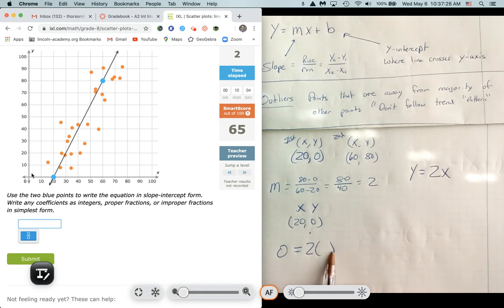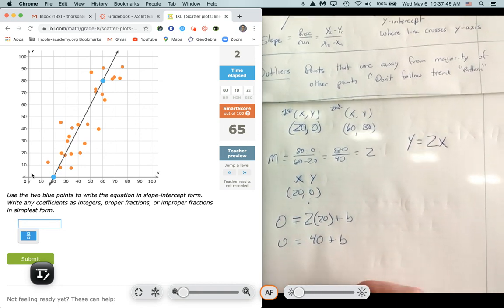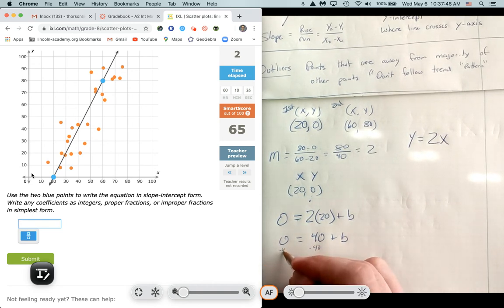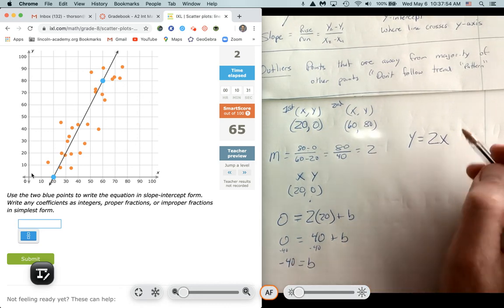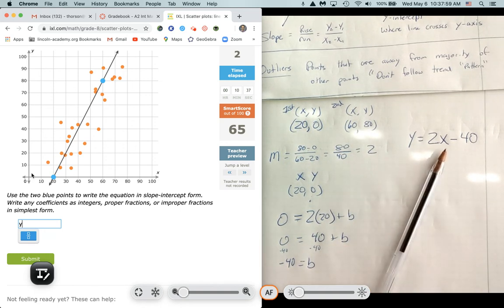times, and the only reason I use parentheses is so I know that I'm multiplying these 2 numbers together, times x, which is the x value that goes with the y value of 0, the x value is 20, plus some b. So I got 0 equals 2 times 20 is 40 plus b. So when I subtract the 40 over, I get a b value of negative 40. So up here, it's going to be minus 40. So there's my full equation. Y equals 2x minus 40.